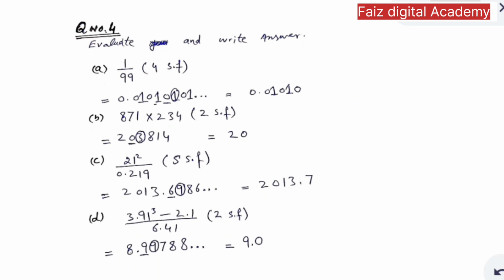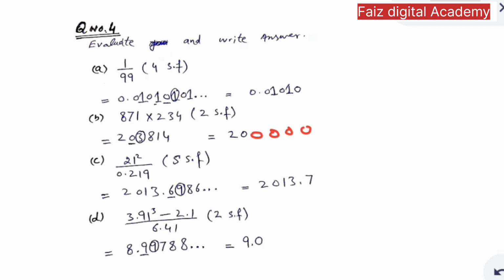In B part, we have to first multiply 871 with 234, and the answer is written as under, and then we have to write the answer up to 2 significant figures. So the second significant number was 0. This 0 has to be decided on the basis of 3. So because 3 is smaller than 5, there will be only 2 0s, and the next 1, 2, 3, 4. 1, 2, 3, 4. All these numbers are written as 0.